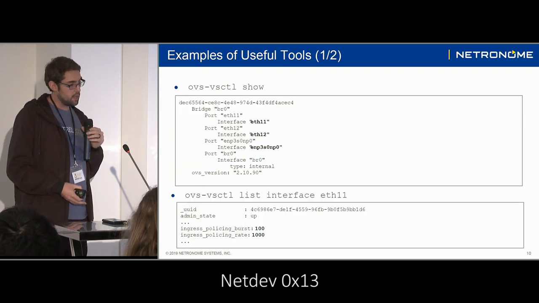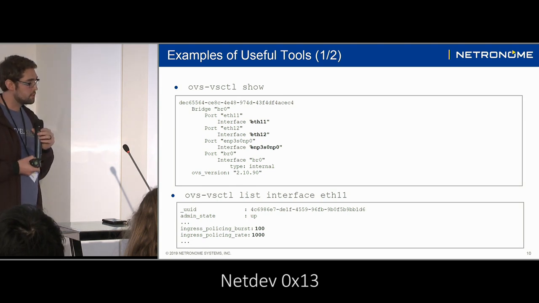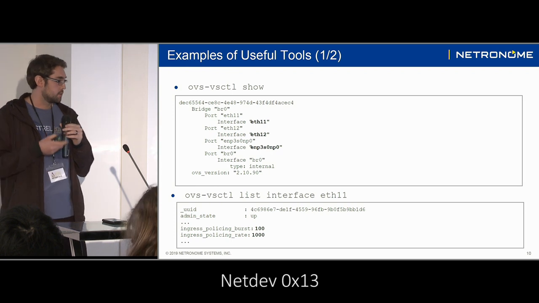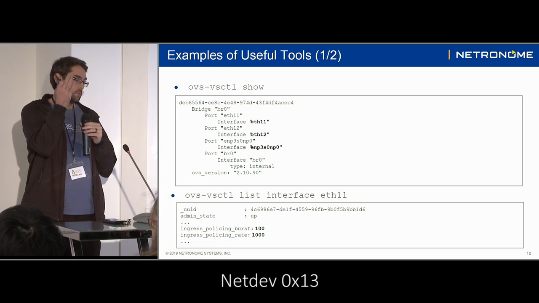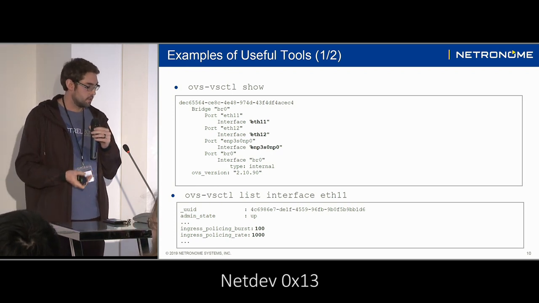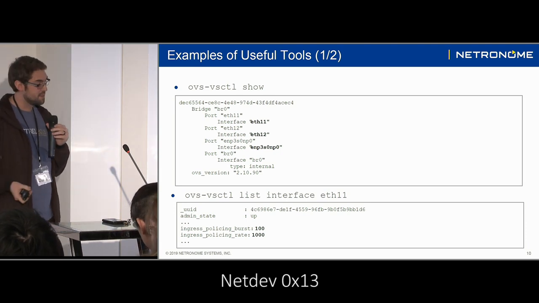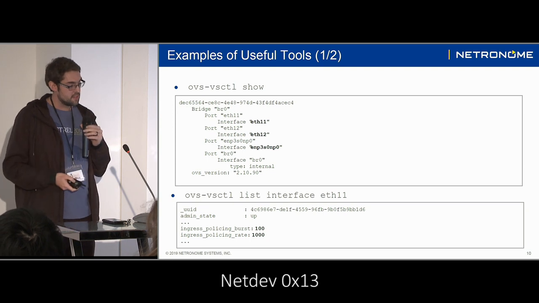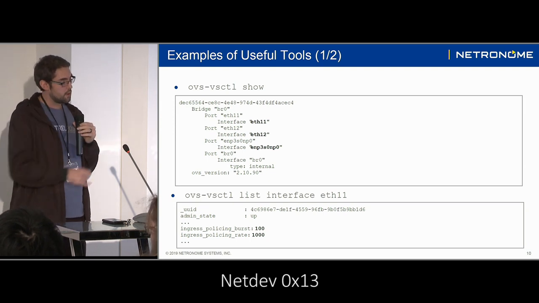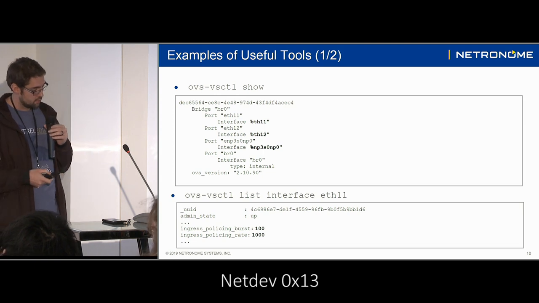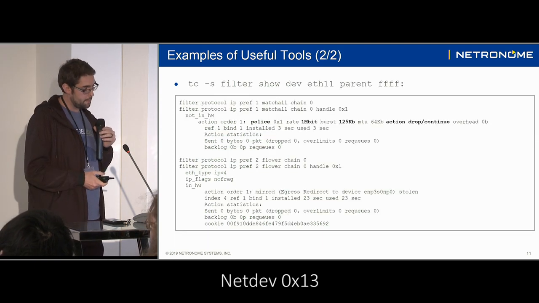Then we get to see some of these useful tools. So ovs-vsctl show just shows us our interface names, which is important for the next step if you want to see what rate limit is configured. So you'd use list interface and look for ingress. This is just a grep on ingress policing burst and rate to go see that.